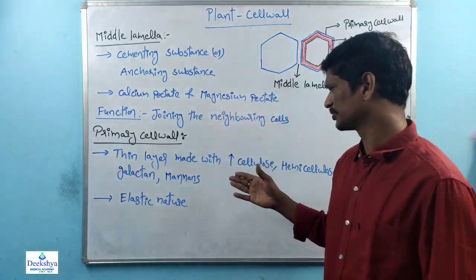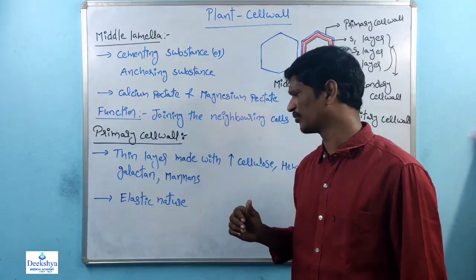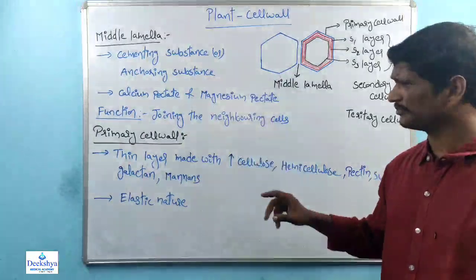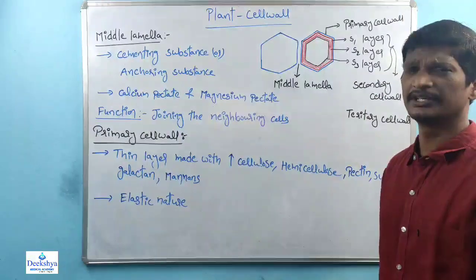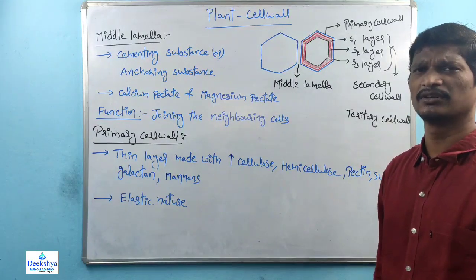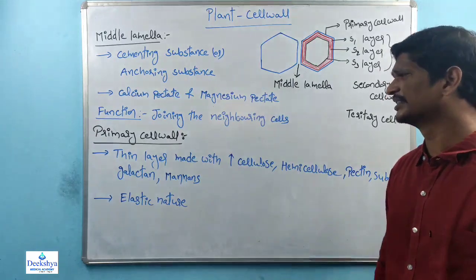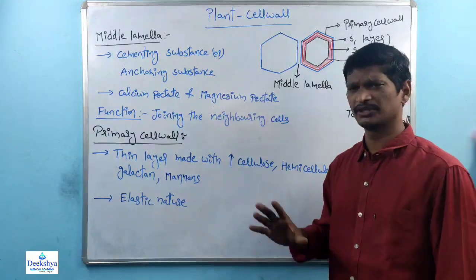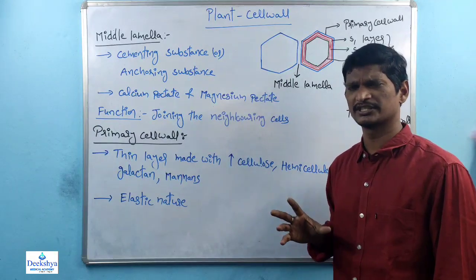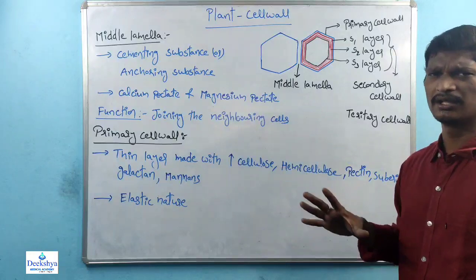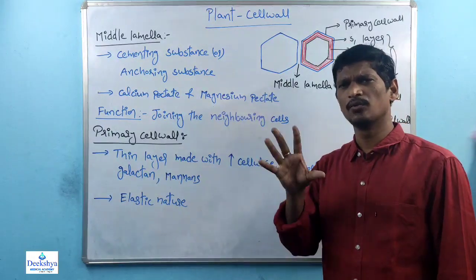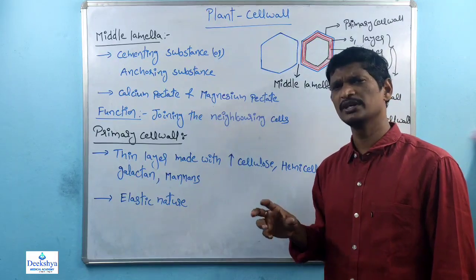Means, for suppose, in the case of the primary cell wall, a rich percentage of cellulose is present. In the case of the secondary cell wall, a rich percentage of hemicellulose is present. In the case of the tertiary cell wall, a rich percentage of lignin is present. So what I am telling here, within different types of primary cell wall, secondary cell wall, tertiary cell wall, in almost all the cases all components are present, but one component is more in one cell wall, another component is more in another cell wall.